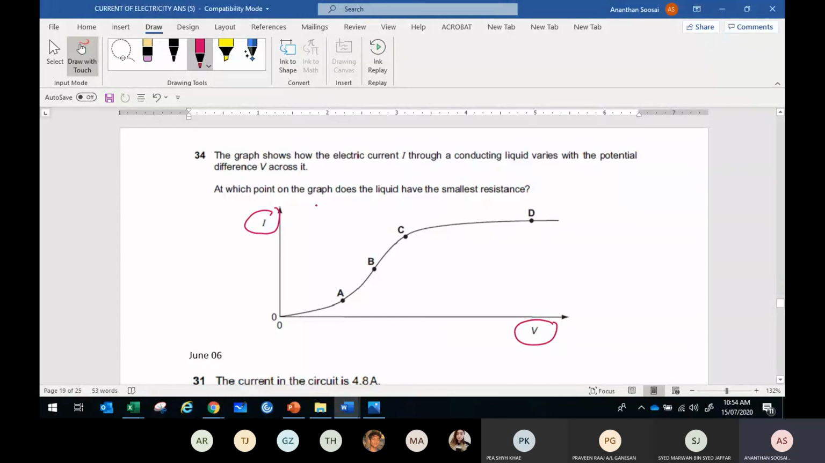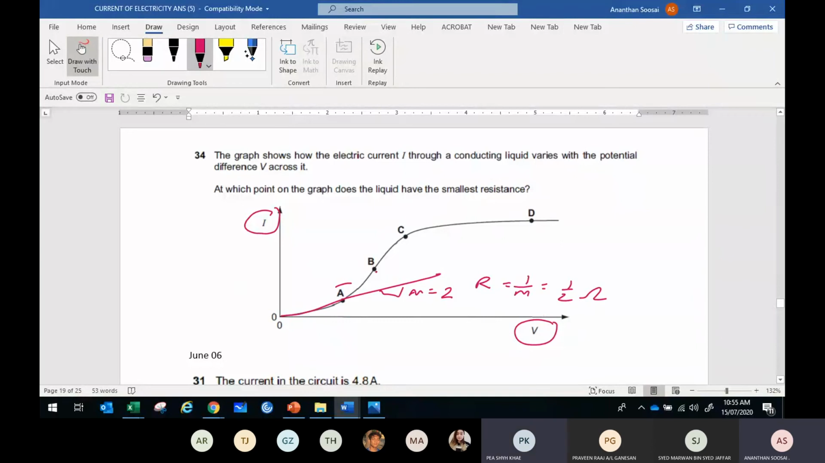So how do you find resistance for an I versus V graph? It is the reciprocal of the gradient of the straight line, not the tangent gradient. The straight line passes through the origin, and the reciprocal of its gradient gives you the resistance. So you draw a line from 0 to A and get this gradient. Let's say the gradient you got is 2. That means the resistance of A is 1 over the gradient, so 1 over 2 ohm, for example.